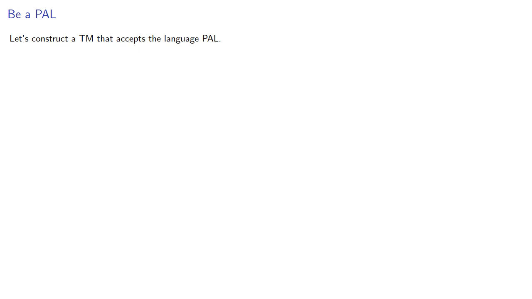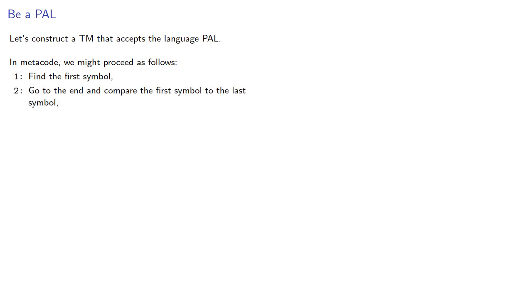So let's see if we can construct a Turing machine that accepts the language of palindromes. In metacode, we might proceed as follows. Find the first symbol, go to the end and compare the first symbol to the last symbol. If they're the same, delete the first and last and return to step 1.